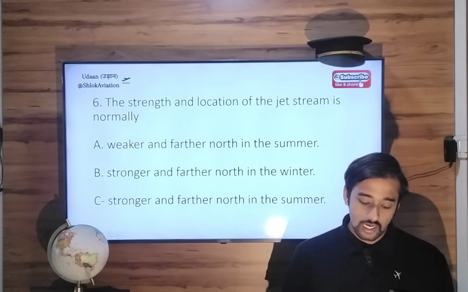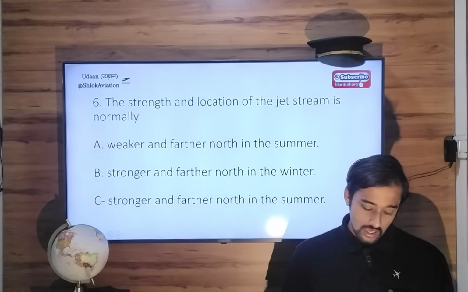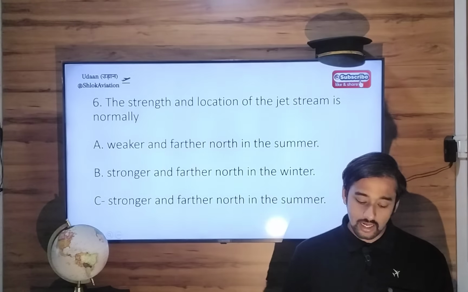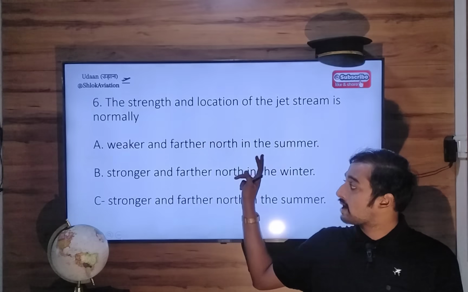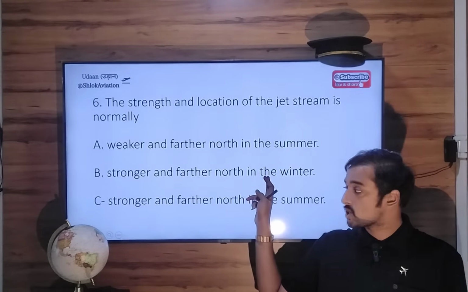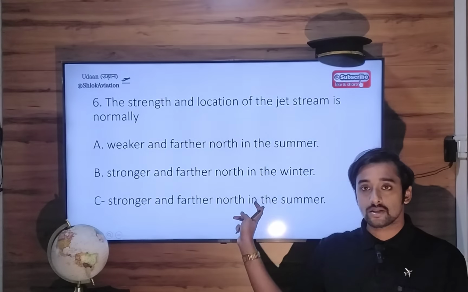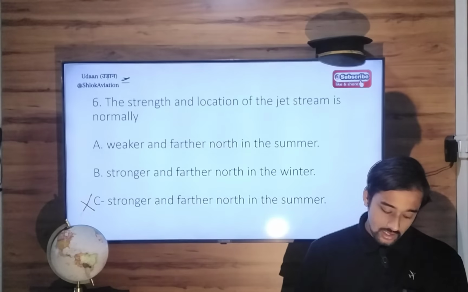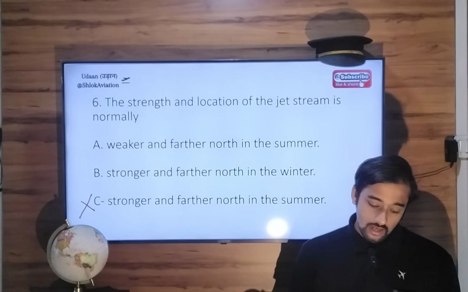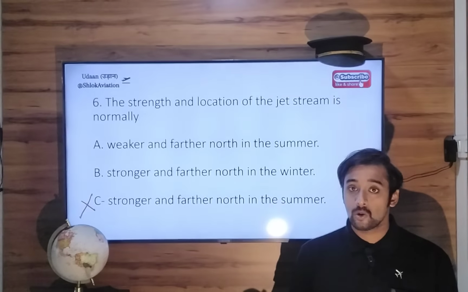The strength and location of the jet stream is what? So the strength is weaker in the summer, that is right. Stronger in the winter, that is also right. Stronger in the summer, so that is wrong. So between option A and B, location, let's check the location.